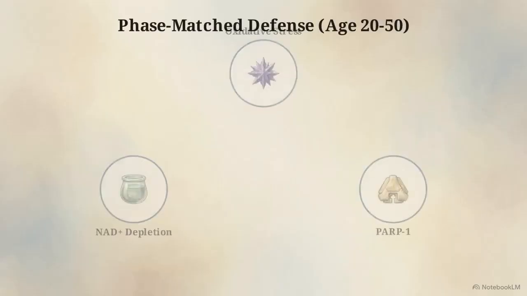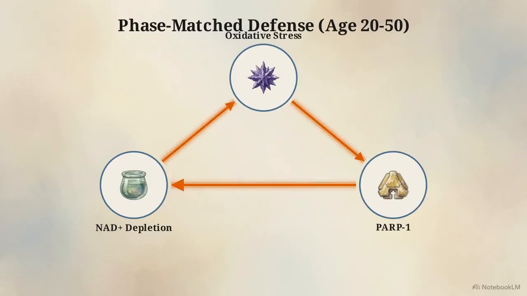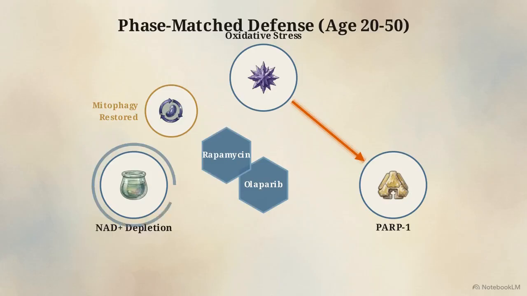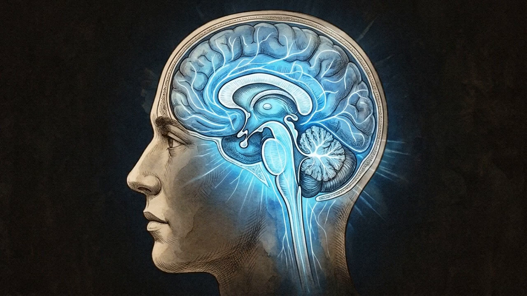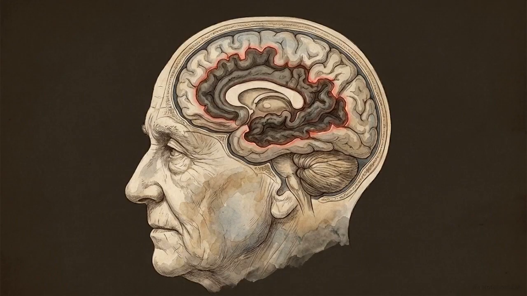By mapping the precise molecular cascade of Phase 1, we can construct a phase-matched pharmacological defense using existing compounds. Preventing late-stage dementia requires stabilizing the brainstem of a 30-year-old. It cannot be done by attempting to repair the cortex of a 70-year-old.